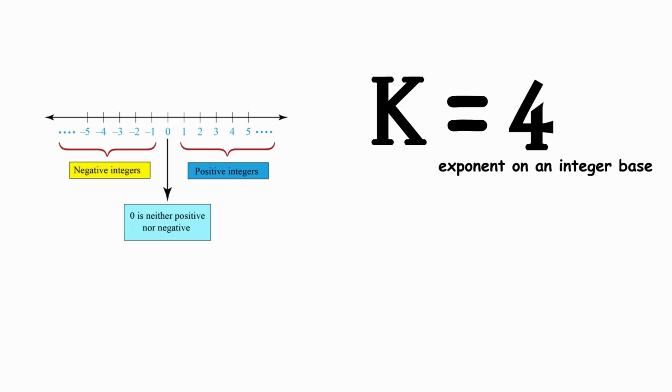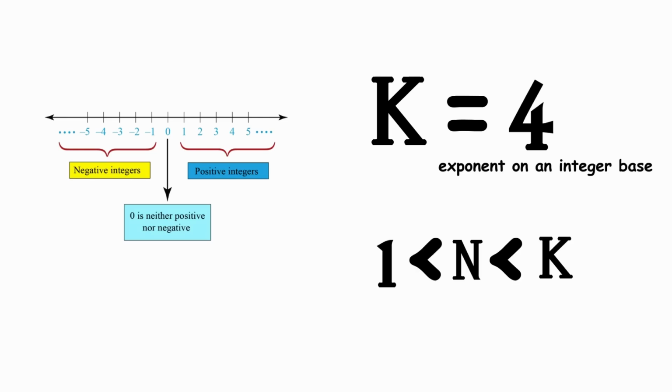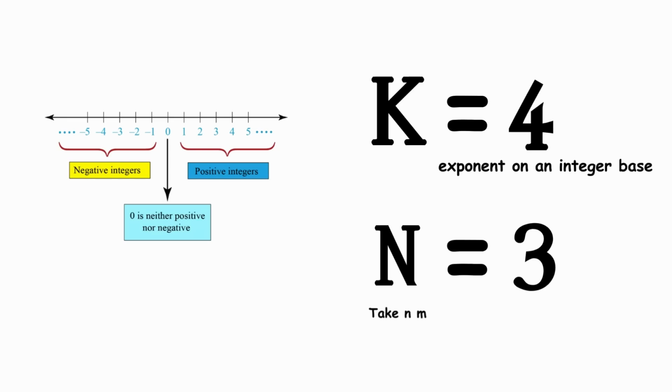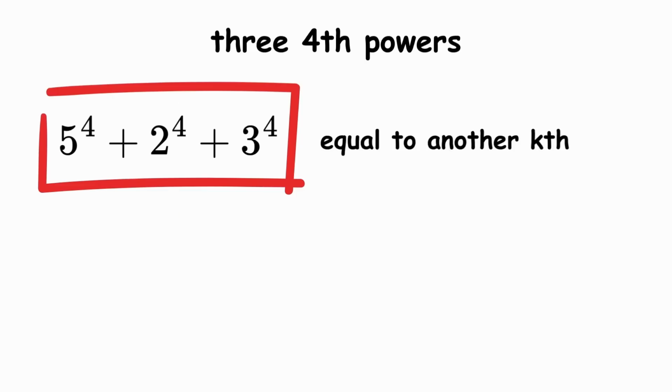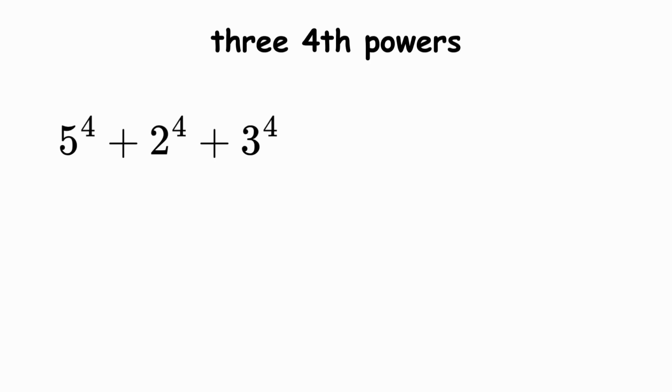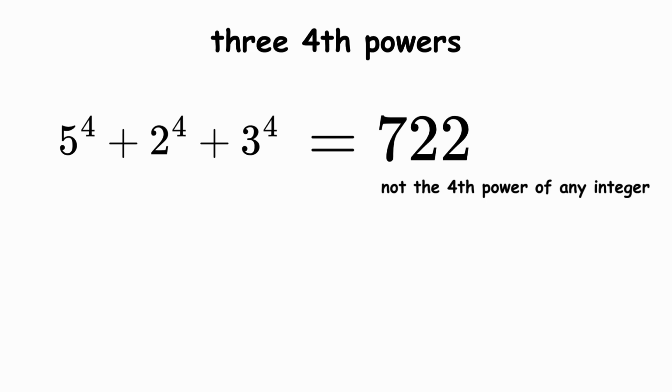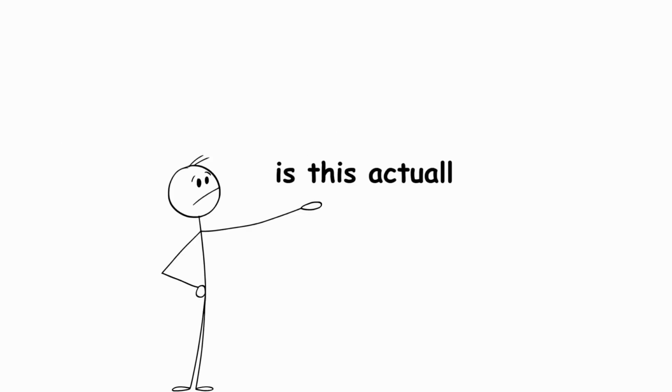Now we have to choose a second integer, n, which is greater than 1 and less than k. For instance, we may choose n equals 3. Take n many kth powers of positive integers and add them together. In our case, we're adding together 3 4th powers. We could have 5 to the 4th plus 2 to the 4th plus 3 to the 4th, for instance. Now our goal is to make this sum equal to another kth power. We failed with our example because 5 to the 4th plus 2 to the 4th plus 3 to the 4th is 722, which is not the 4th power of any integer. The question is, is this actually possible?